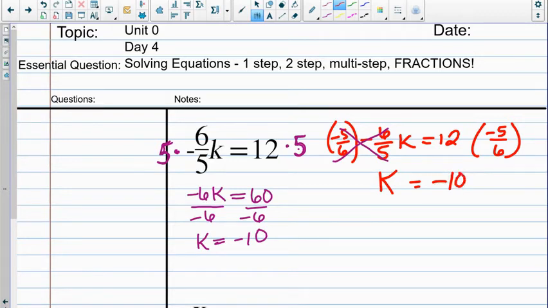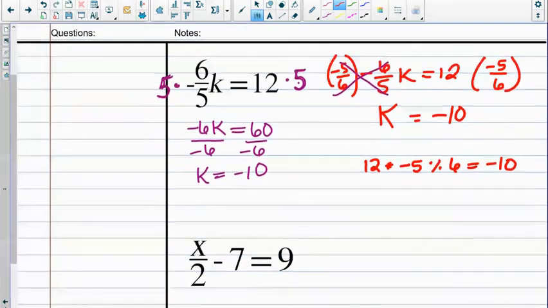I would type this in my calculator if I wanted to. I would type in 12 times -5, divide by 6, and I should get -10. So same answer no matter which way you do this. You can make it a two-step equation or a one-step equation. You could have started this first one, instead of multiplying by 5, by dividing by 6. So either of those things work. Lots of correct ways to get to the right answer.